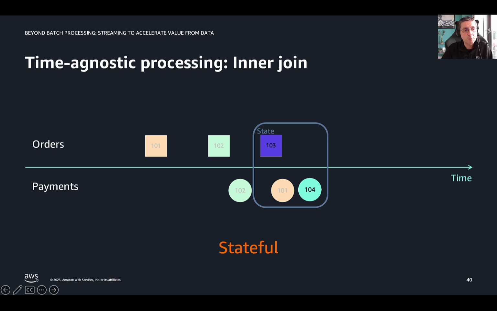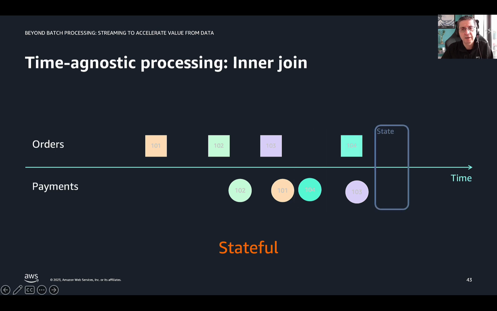Then we receive a new payment, and this time it doesn't match any of the orders we have received yet. Well, this is not a problem. We just keep it in state. We receive another payment. We can match and discard until we eventually receive the fourth order, matching the payment we received first. So we can match it and discard. So at this point, our state is temporarily empty until we receive the next order or payment.